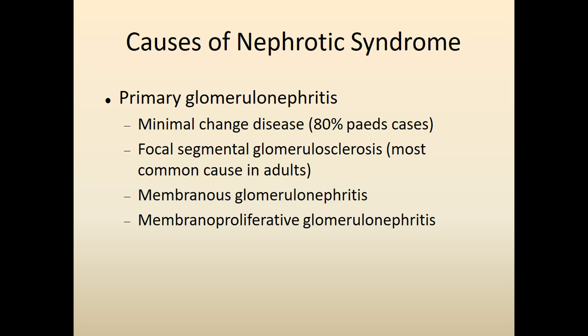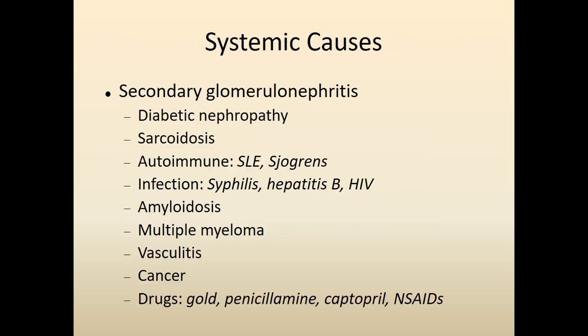Minimal change disease is commonly seen in pediatric cases. Secondary glomerulonephritis means systemic disease can lead to these lesions. These are the secondary causes that present with these lesions.